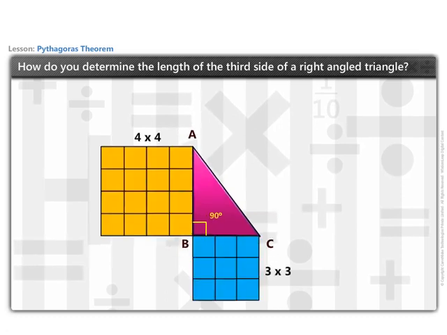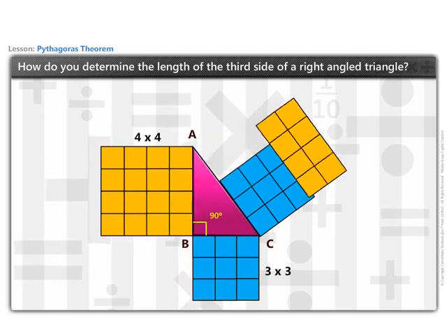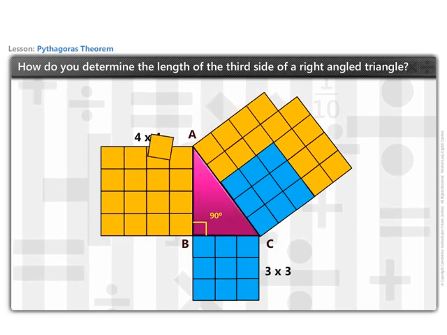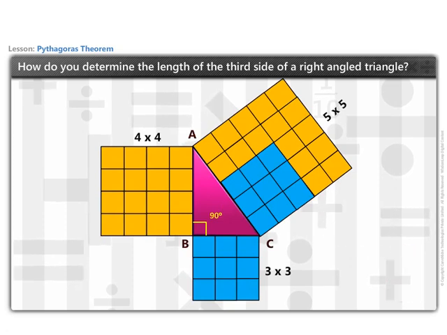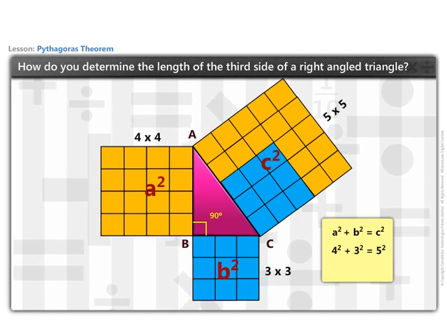Unit squares have been constructed on the sides of the right triangle such that the number of squares is equal to the length of the side. What do you observe? The area of the square built upon the hypotenuse of the right triangle is equal to the sum of the areas of the squares upon the remaining sides. a square plus b square is equal to c square. Substituting the known values, we get 16 plus 9 is equal to 25. This proves the Pythagoras theorem.